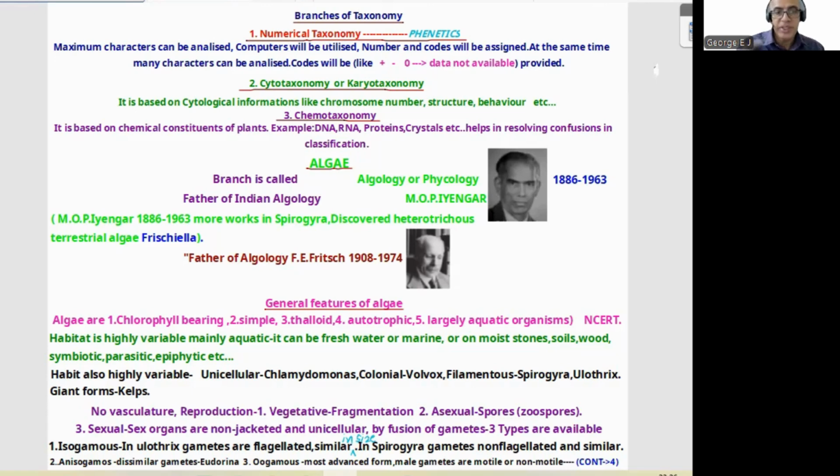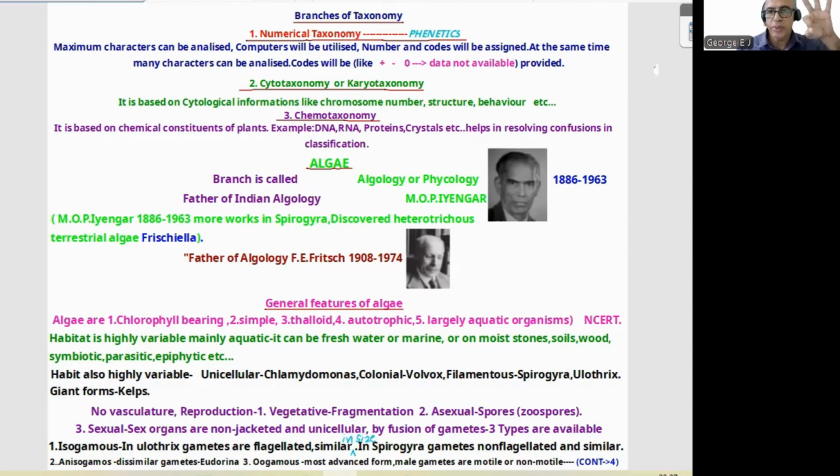Habit means physical appearance. Habit is also highly variable. It can be unicellular, Chlamydomonas. It can be colonial, coenobial, Volvox. It can be filamentous, Ulothrix. It can be giant forms like kelps, Macrocystis, brown algae. And in algae, you cannot find vasculature. Vasculature is absent.